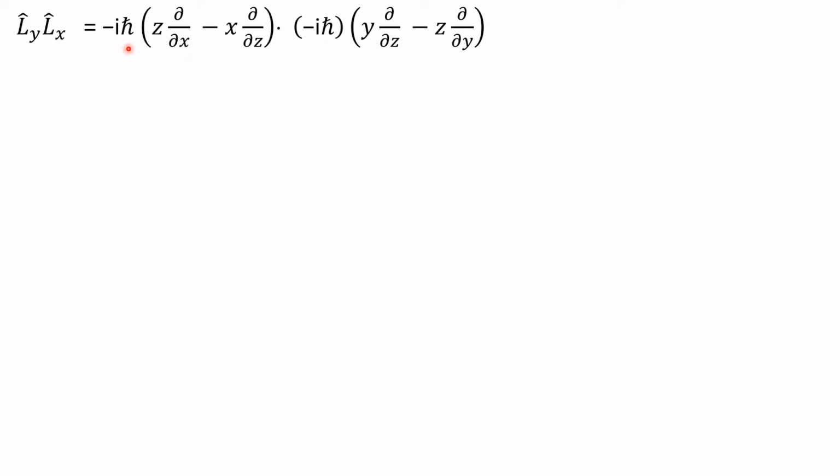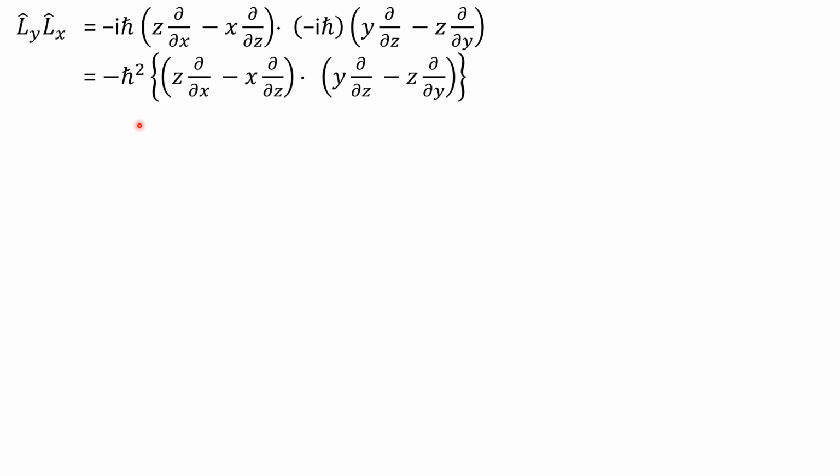Ly Lx equal to, by putting the value of px, py, pz operators, for the first bracket we take minus i h cross outside, the remaining term is z ∂/∂x minus x ∂/∂z. Similarly, the second bracket also has minus i h cross into the bracket y ∂/∂z minus z ∂/∂y. Here, minus i h cross into minus i h cross, we take outside the multiplication of these two terms, as we found in the earlier term, it is minus h cross square.